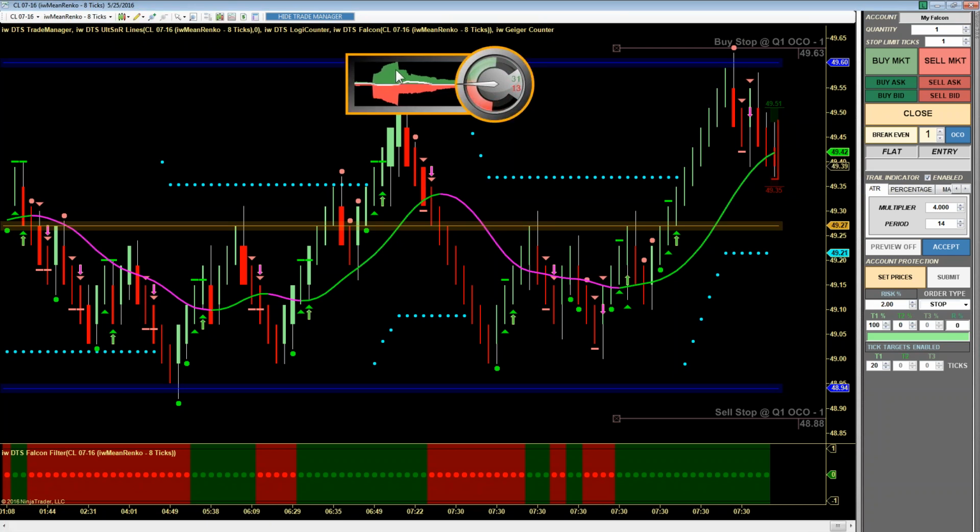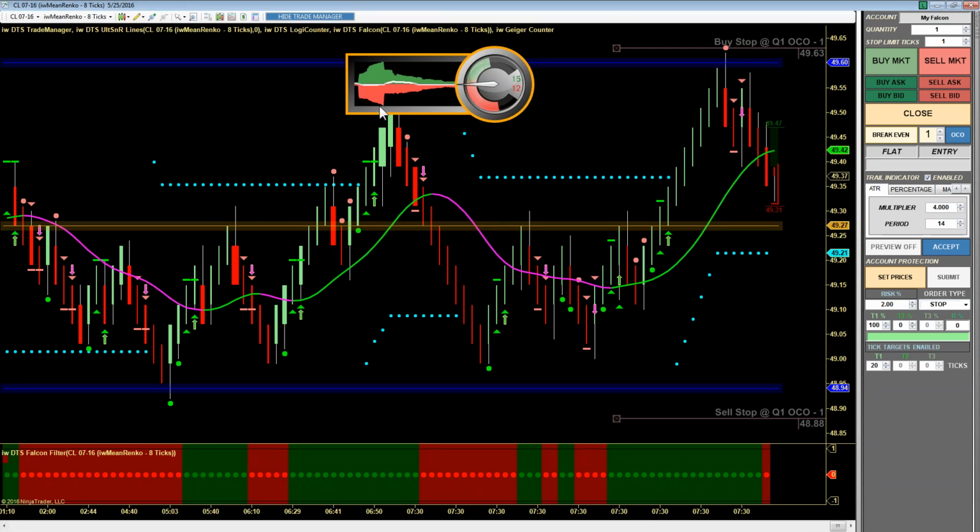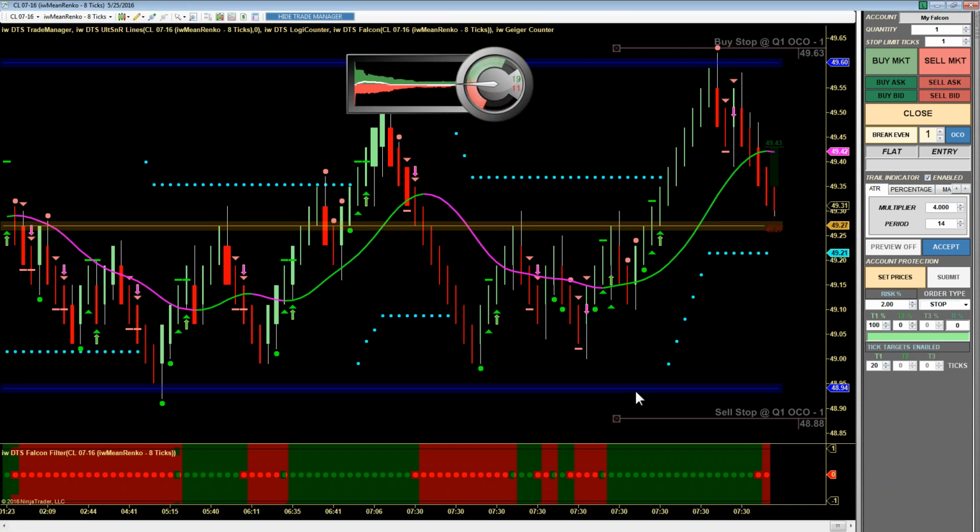Look at all that volume. Almost perfectly matched between the buyers and the sellers. If anything, I don't know if the sellers may be slightly heavier. Not significantly so. So a lot of volume flying through early, and now that's kind of back to the average, and we'll see the Geiger counter adjust itself accordingly.